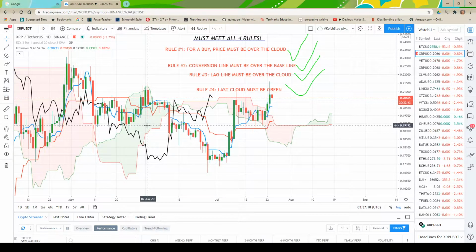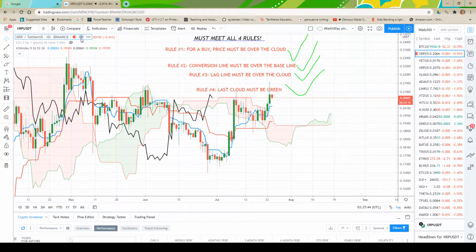This is the reason I never used the cloud, because it's just like a bunch of slop and I didn't get it. Now, there's a couple things I didn't go over. What makes the cloud what it is? Why is it shaped the way it is? The cloud itself is simply the space in between the conversion line and the baseline. Simple as that. I'll show you.